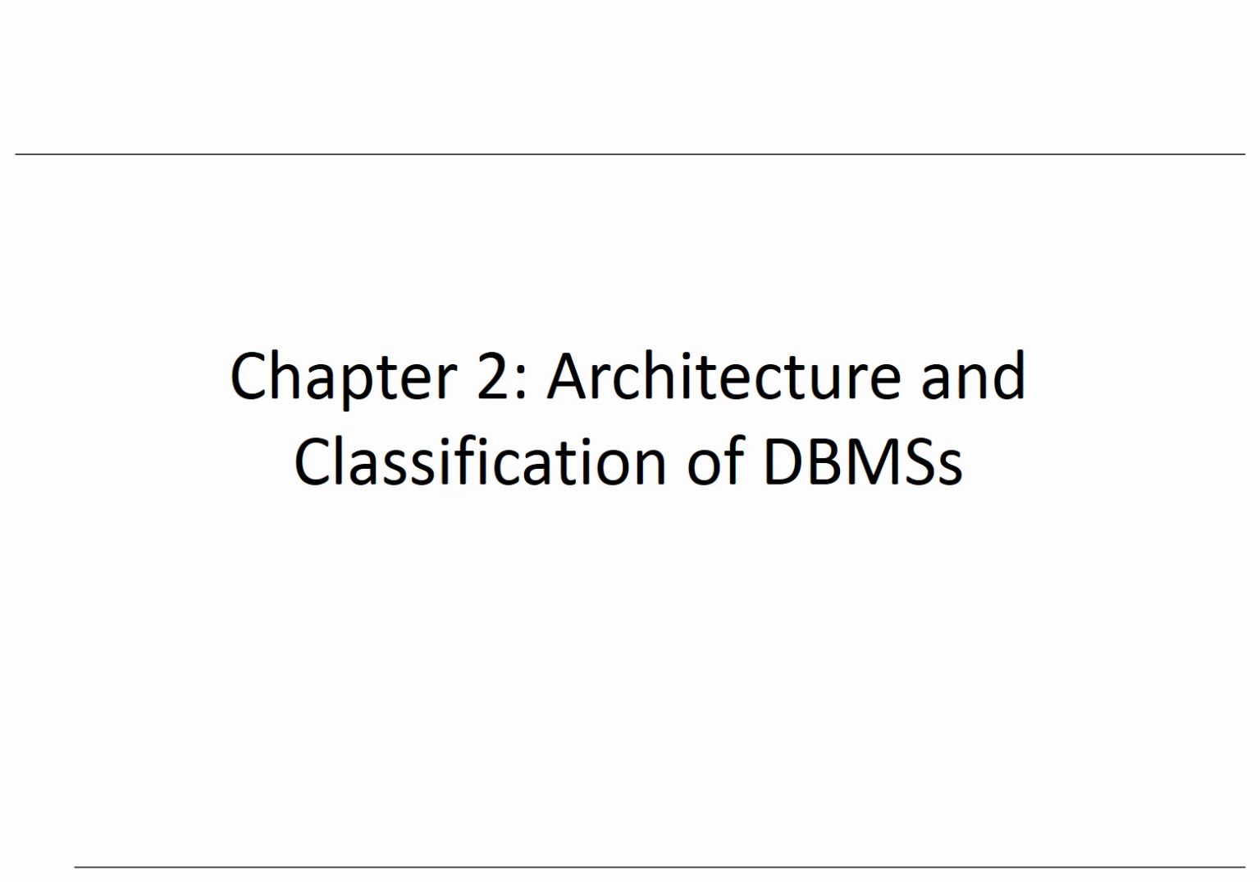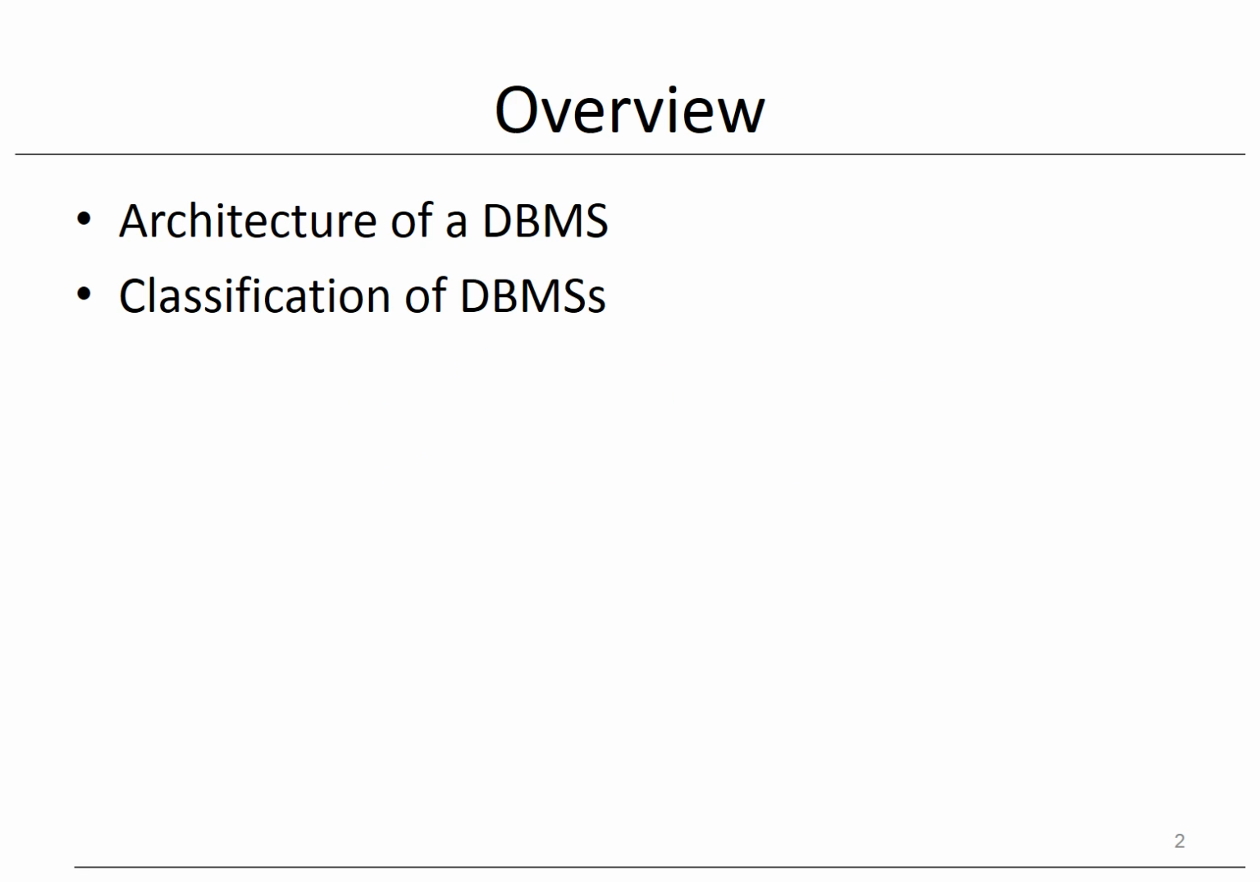In this chapter, we will zoom into the internal architecture and provide a classification of DBMSs along various dimensions. The overview of the chapter is straightforward. We start by discussing the various components that together make up a DBMS. Next, we will provide a classification of DBMSs in terms of data model, degree of simultaneous access, architecture, and usage.